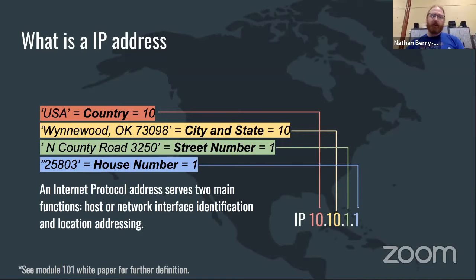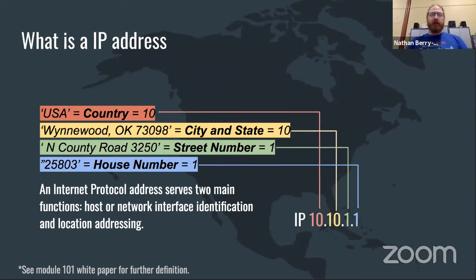So here you see 10.10.1.1. So .1 is your house number. So if you're at 25803, that's you, that's your device or that computer or that color box, whatever.